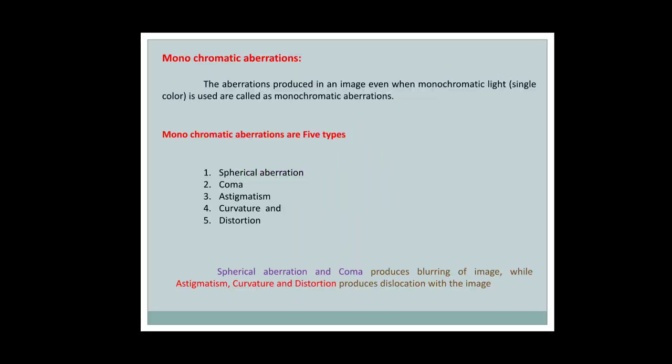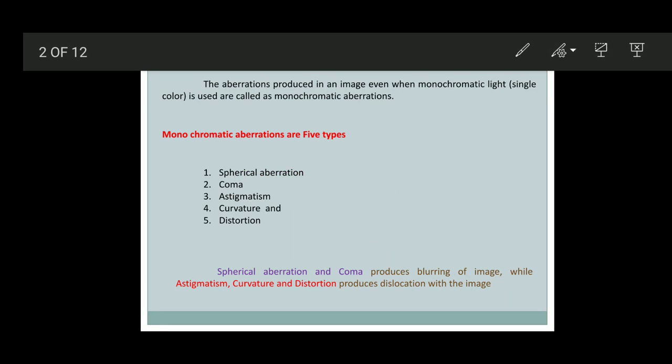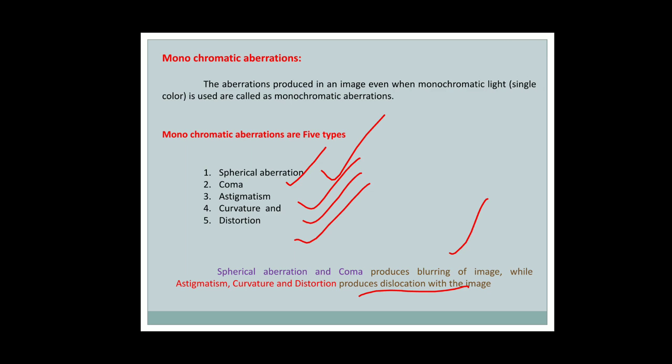We know the monochromatic aberrations are five types. One is spherical aberration, the second is coma, the third is astigmatism, the fourth is curvature, and the fifth is distortion. These five defects form different types of images for different types of objects. In the case of spherical aberration and coma, it produces blurring of the image. In the case of astigmatism, curvature and distortion, the image is dislocated. So these are the main features of the monochromatic aberrations.